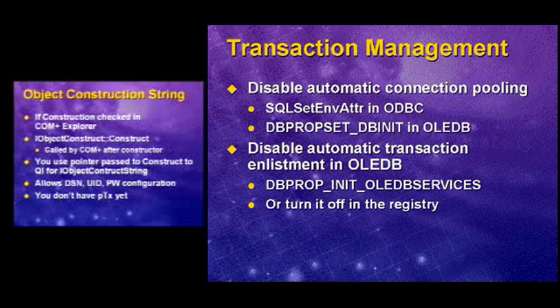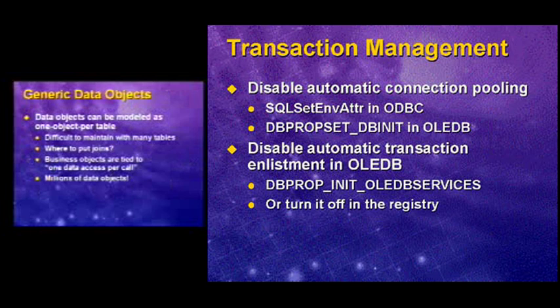Okay. Construction string is sort of oblique to this discussion, but I'm going to mention it anyway. If construction is checked in the COM+ Explorer, I implement IObjectConstruct. And IObjectConstruct is called for me by the COM+ runtime after the C++ constructor. You use the pointer passed to Construct to QI for the IObjectConstructString, and it allows you to configure things. I mentioned this before already. Remember, though, that you don't have a transaction pointer yet, and you don't have a transaction ID yet, so don't QI and get the transaction ID. It's useless. It's always going to be different, and in fact, it's going to be different than the one that shows up in Activate. Plus, it's going to take up a lot of cycles doing nothing.